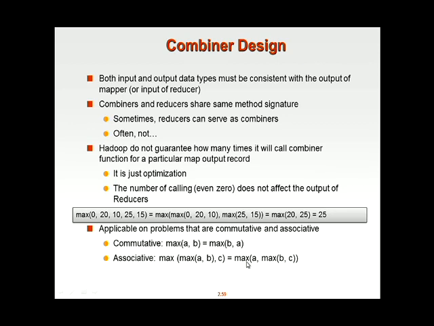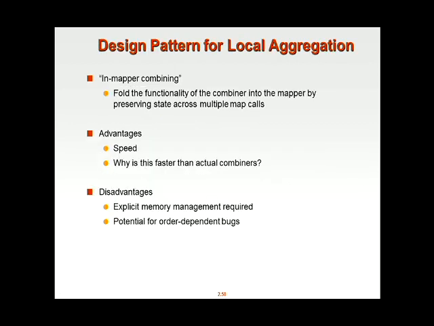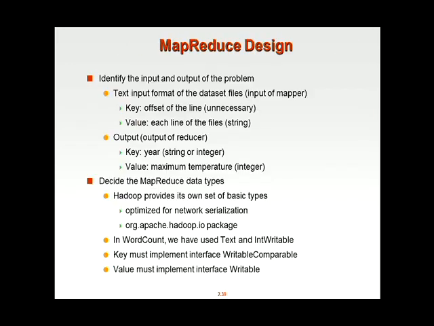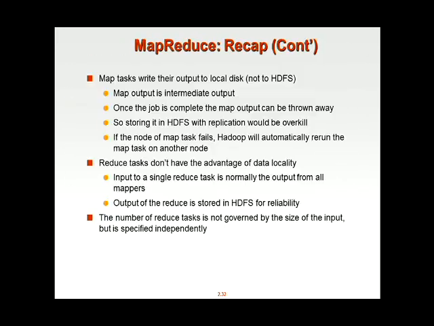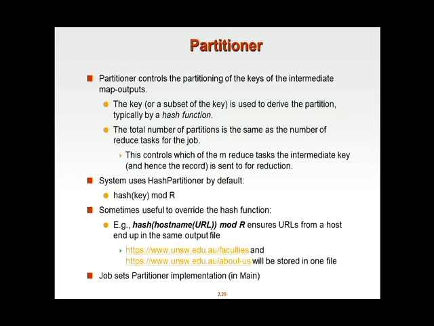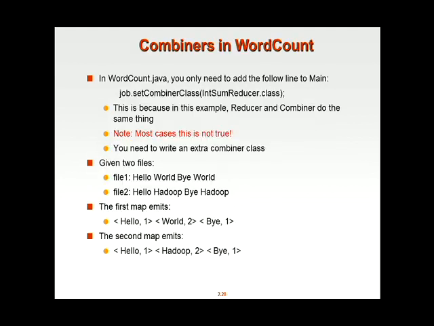This is called associative. Only if the problem is commutative and associative can you use the reducer class as a combiner class. Otherwise, you cannot do this. I will give you another example in the next few slides. So this is about the combiner. Let's give a summary about the combiner.